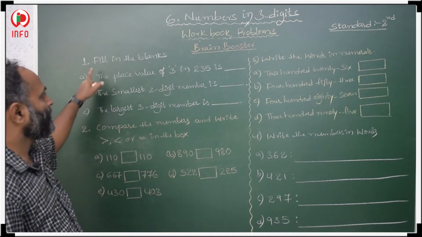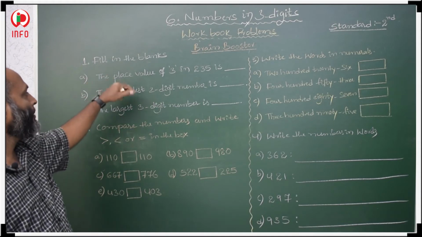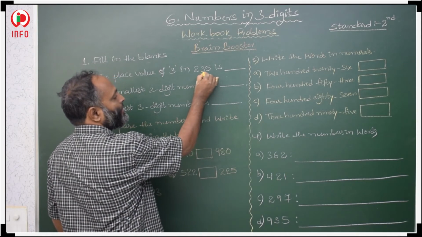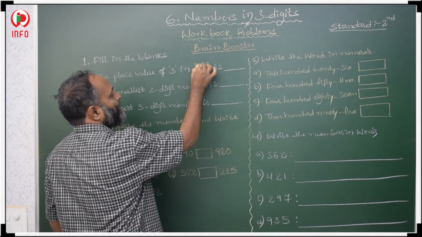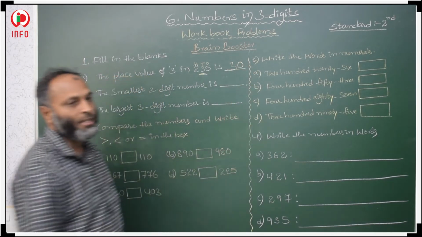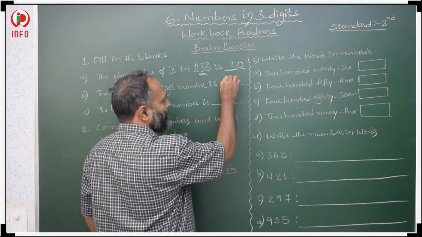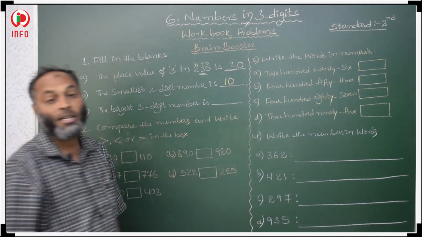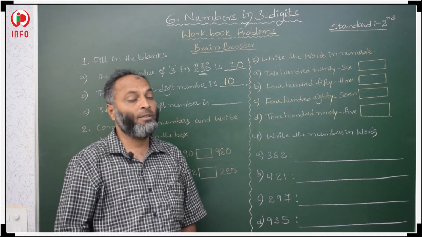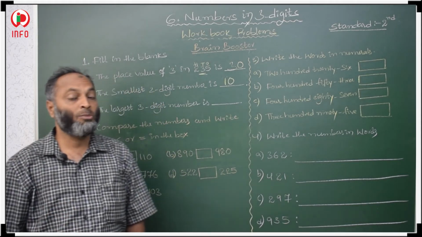Now students, here is the brain booster. So again we recapitulate what we did. Fill in the blanks. The place value of 3 here is, here ones, tens and hundreds. 3 is in the tens place, so that is 30. The place value of 3 is 30. Now the smallest 2-digit number is 10. Remember this. 2-digit numbers start from 10: 10, 11, 12, 13, like that. So that is our smallest number.